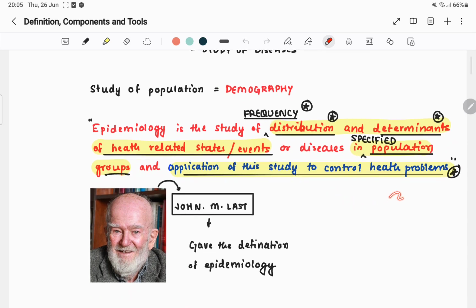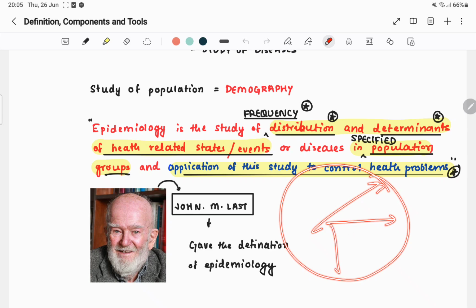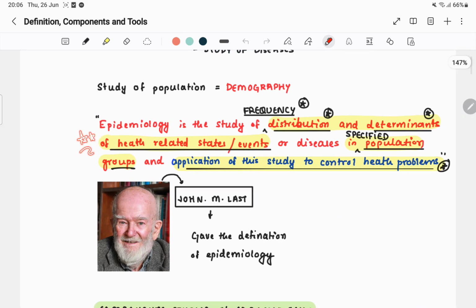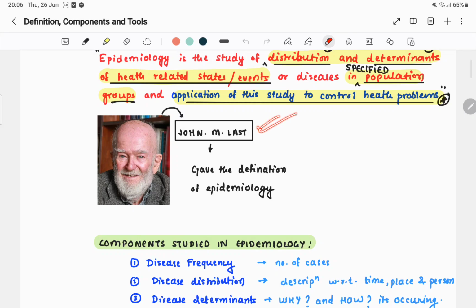It's not applicable to all; it is broad only up to a specific extent. And the application of this study to control health problems also comes under epidemiology. The complete definition in your Park textbook: epidemiology is the study of distribution and determinants of health related states or events or diseases in specified population groups, and application of the study to control health problems. John M. Last was the man behind this definition.